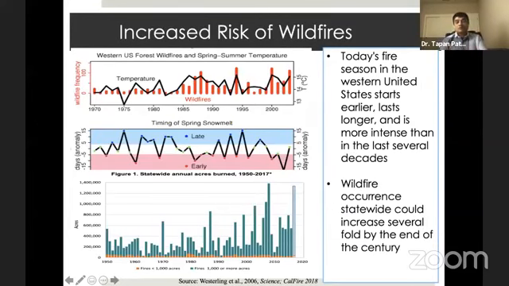You might have seen or heard a lot about wildfires and how dangerous those wildfires occurring in California. Under future climate, those wildfires are going to increase quite substantially. Even in today's season, those wildfires start very early, last longer, and are more intense than they were in the past.